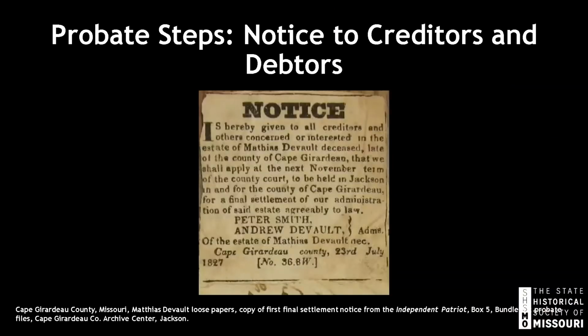Almost immediately after the administrators are appointed, they were supposed to post a notice to creditors and debtors. This individual has died. If you owe the estate or are owed by the estate, step forward now. Otherwise, you may be left in the cold. So that notice was usually published in a newspaper if there was one, or it may be posted in public places.